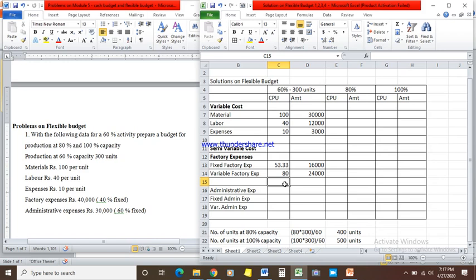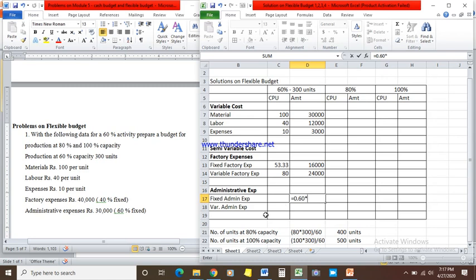Okay. Now moving on with the next item, that is administrative expenses. So out of 30,000, 60% is fixed. So again I categorize this administrative expense into 2 parts. One is fixed administrative expenses, variable administrative expenses.